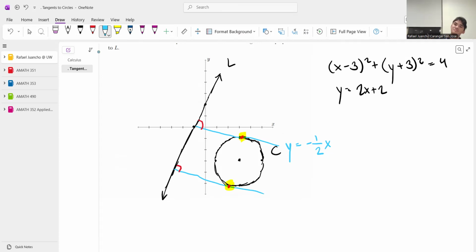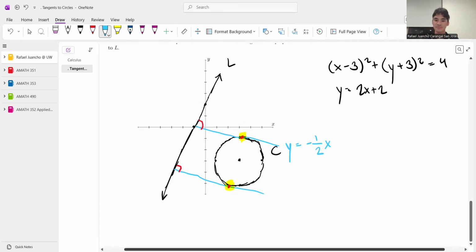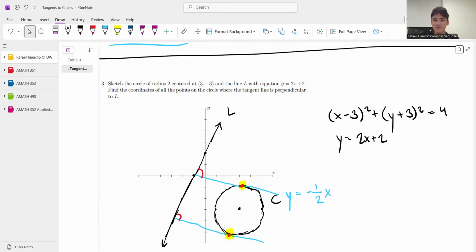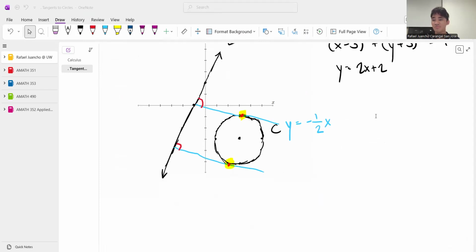But now here's the question. We actually don't know the point itself, nor this one. So that's going to be a little bit tricky. How would we go about this? Yeah, because we don't know the point. We just know this line is perpendicular to line L. That's what we know. But yeah, we don't know the point here. So how do we go about this? How do we do it?